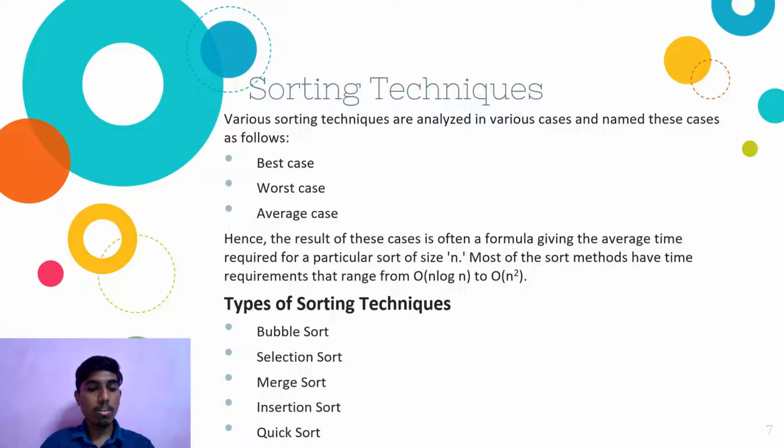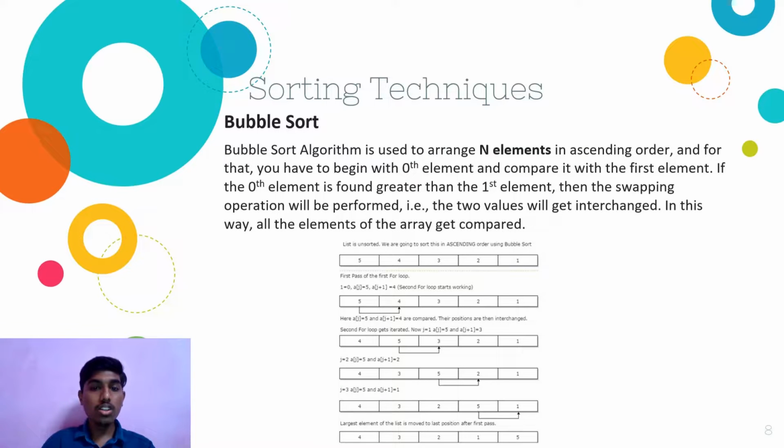Types of sorting techniques. There are mainly 5 types of sorting techniques found. They are bubble sort, selection sort, merge sort, insertion sort, quick sort. So let's discuss the bubble sort. So what is bubble sort?